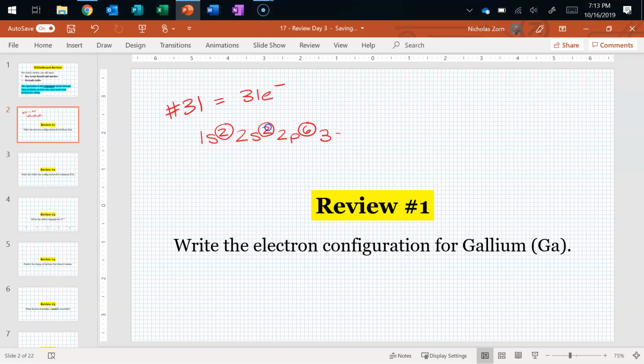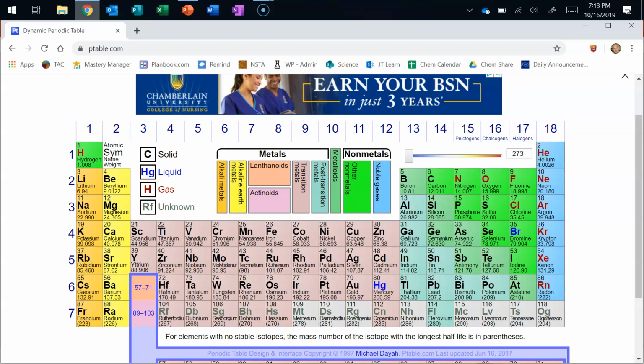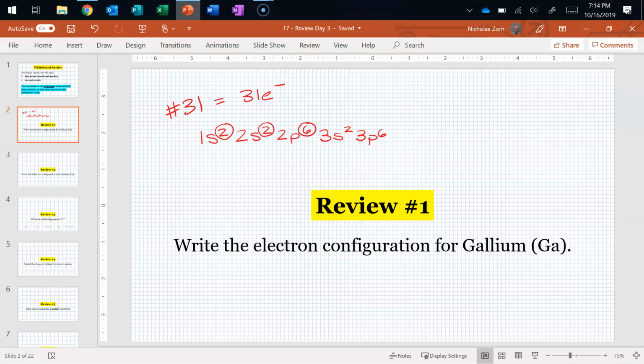So this is going to be 3s, and s holds 2. And then we have 3p6. So at this point, we're up to 18 electrons. So let's look at the periodic table. After we get to the third energy level and move down to the fourth energy level, that's when we bring in the D sublevel. So we have 4s2. So now we're up to 20.